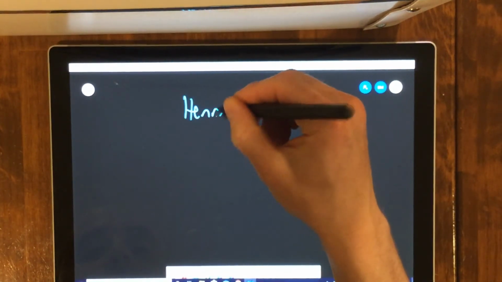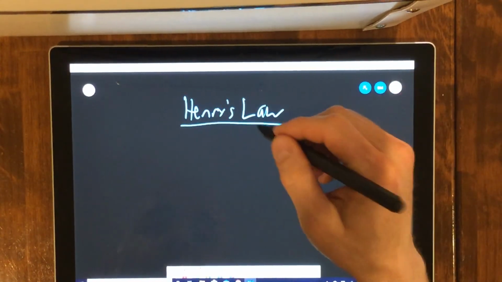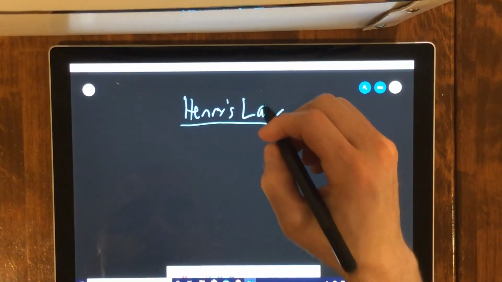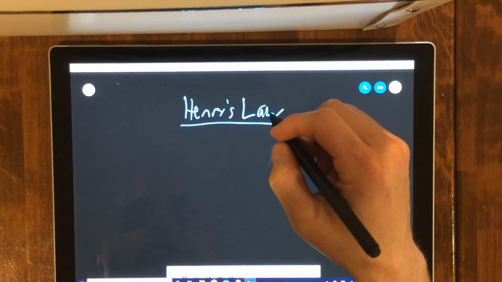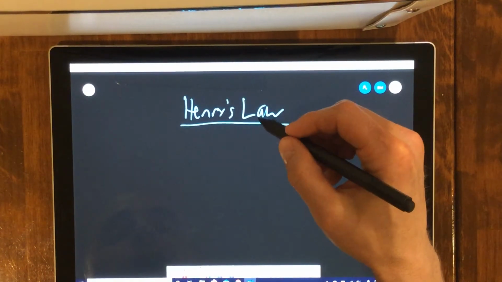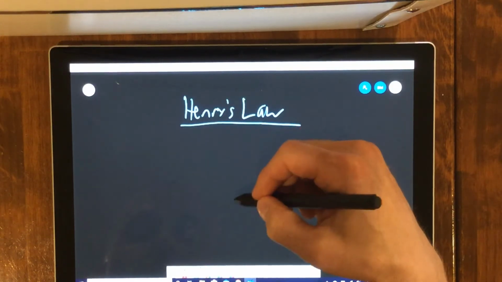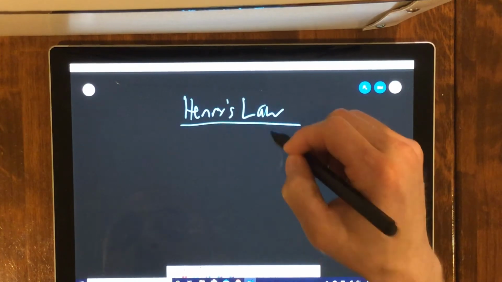All right, Henry's law, about solutions here. Basically, I'll keep this very simple. What Henry's law states is the pressure above the solution is proportional to how many dissolved particles are in the solution, and this goes for gases.